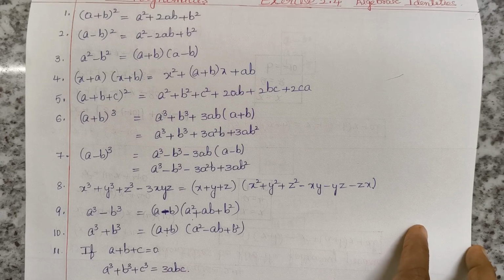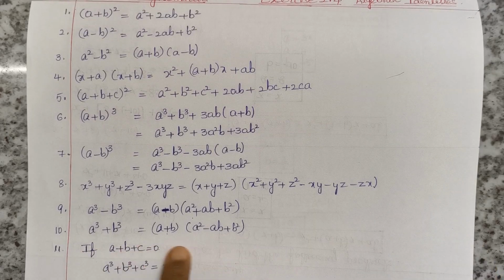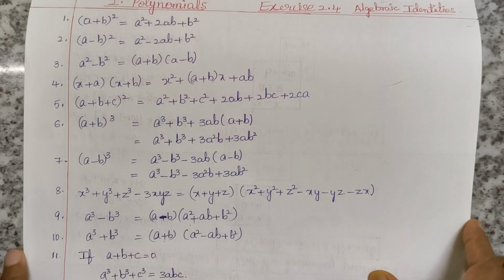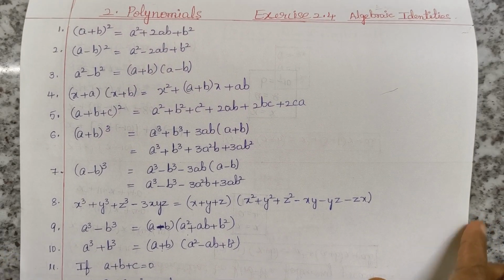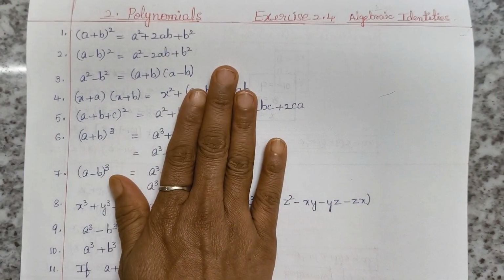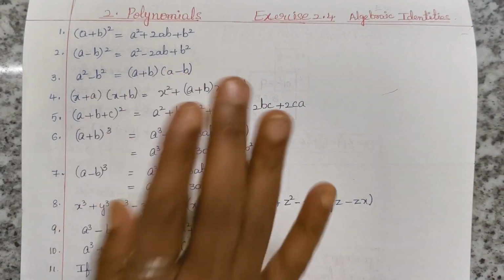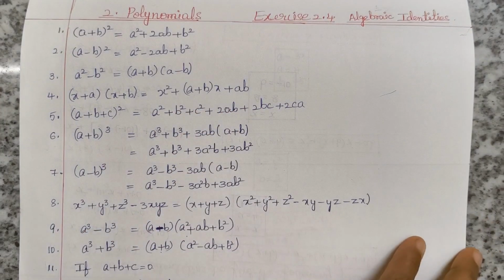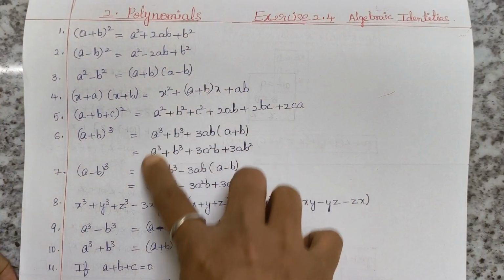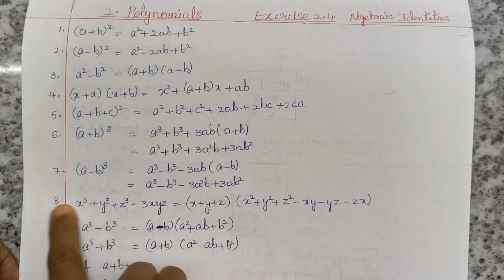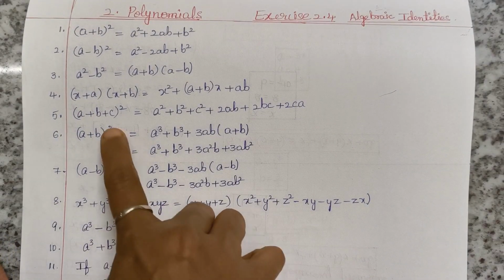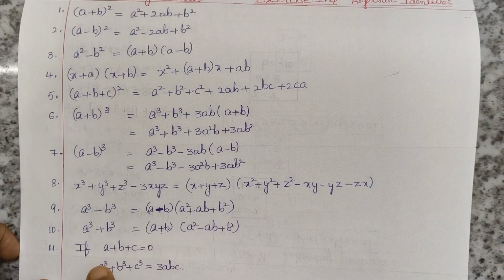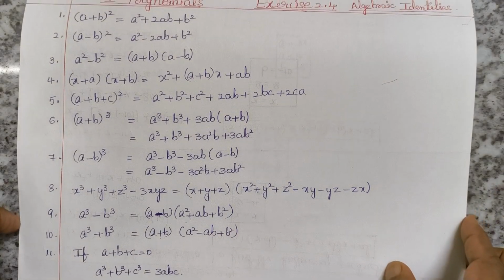Next, last identity, 11th identity. If a plus b plus c is equal to 0, a cube plus b cube plus c cube is equal to 3abc. So, any question given, whichever formula we can apply, you apply and solve it. This full exercise 2.4 depends upon these formulas only. So, first I am giving all the formulas here, up to the 8th formula. So, 9 and 10 depend upon 6 and 7. Okay. Next, 11th formula, what is there? If a plus b plus c is equal to 0, a cube plus b cube plus c cube.